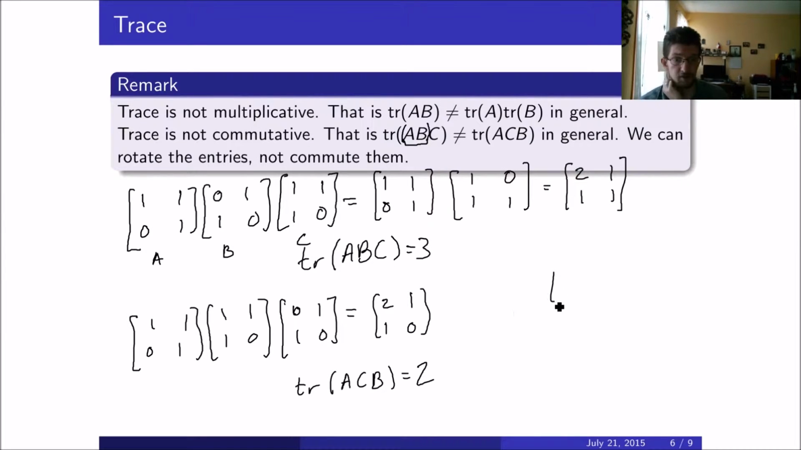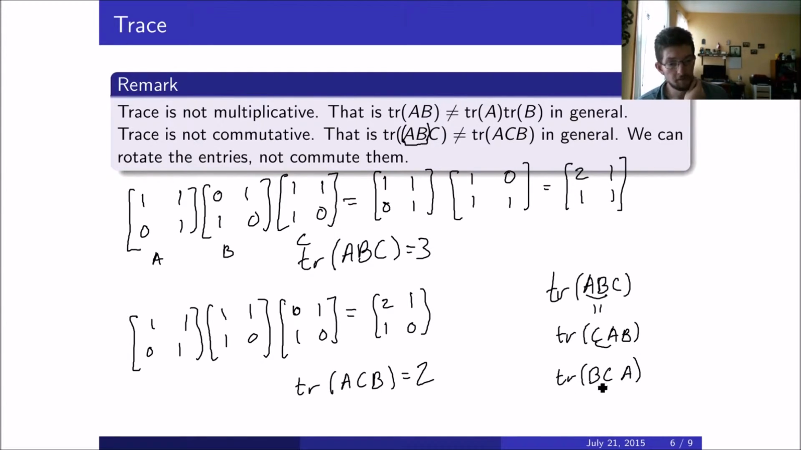Okay, so you can rotate entries through each other. So you can have the trace of ABC. This is equal to the trace of, pushing the C to the front, CAB. Now I'm going to push the B to the front, trace of BCA. And then I can push the A to the front to go back. Okay, so the trace is a little bit different to what you're used to.